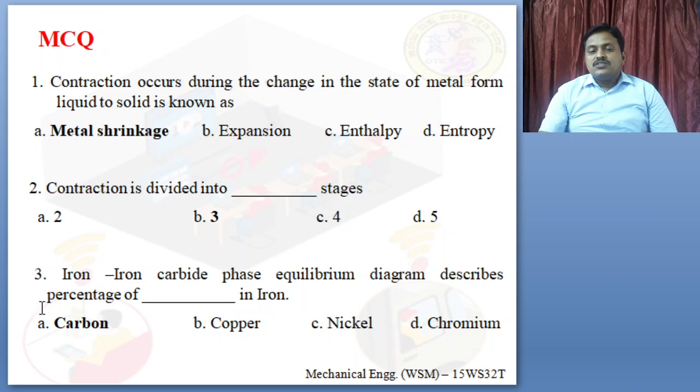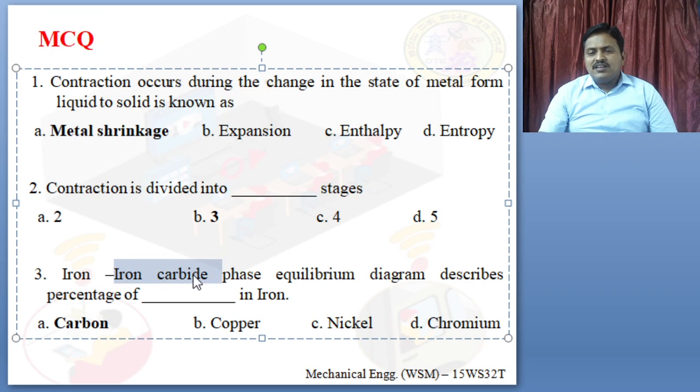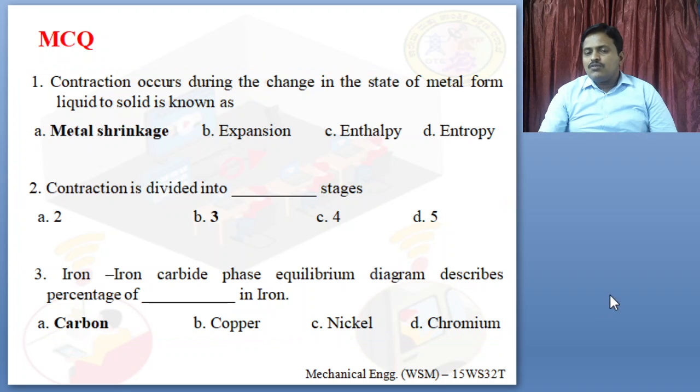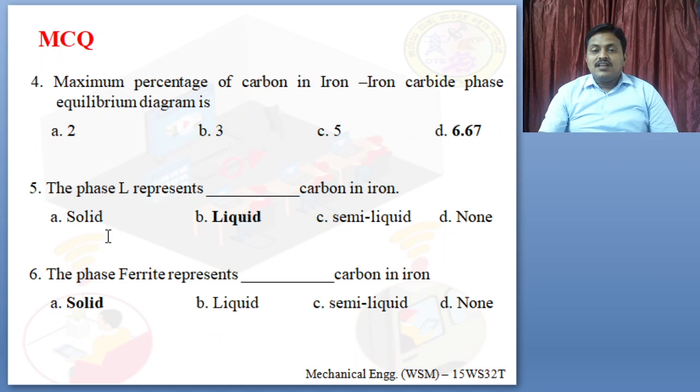3. An iron carbon phase diagram describes the percentage of dash in iron. The name indicates iron is there in our iron carbide diagram. What is the remaining element here? That is carbon. It's not copper, nickel or chromium. The diagram describes the percentage of carbon in iron.